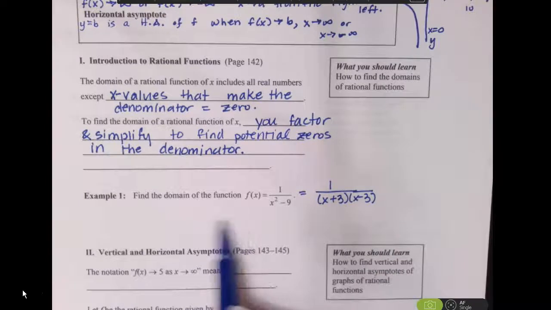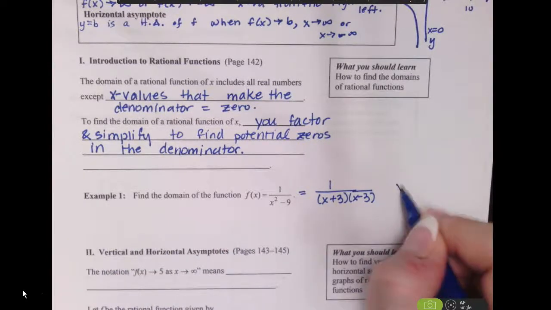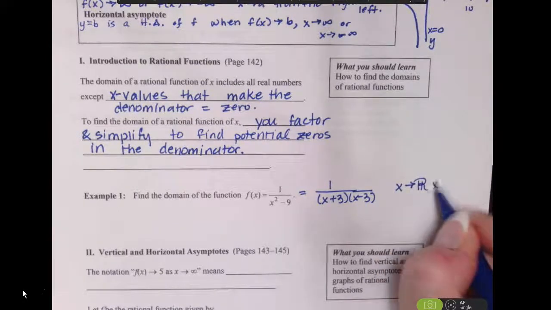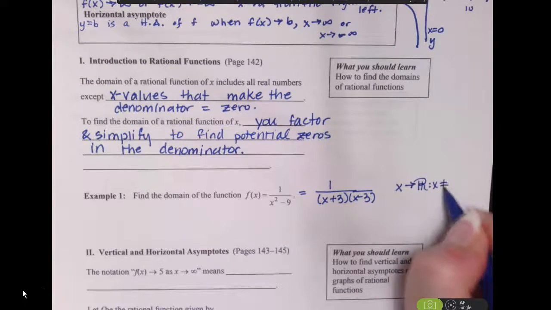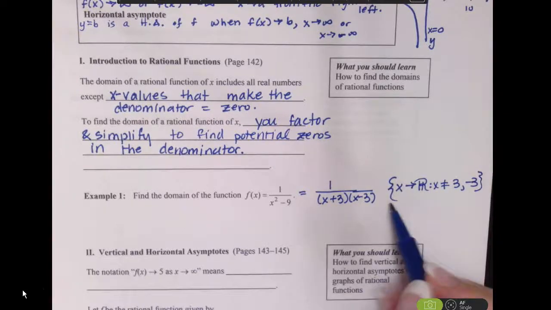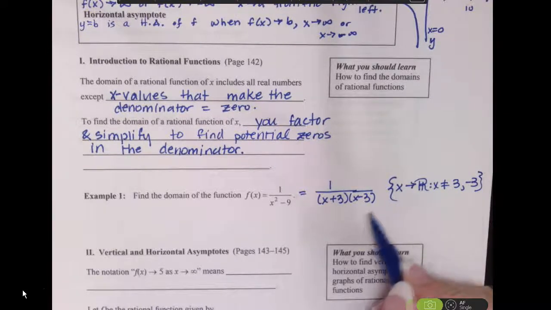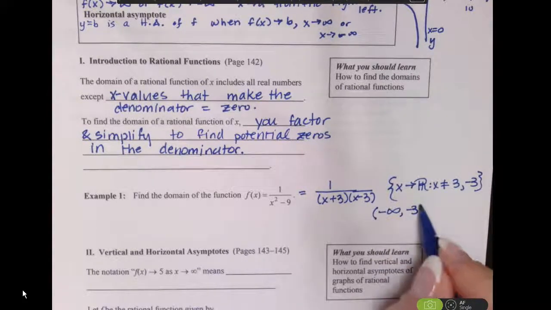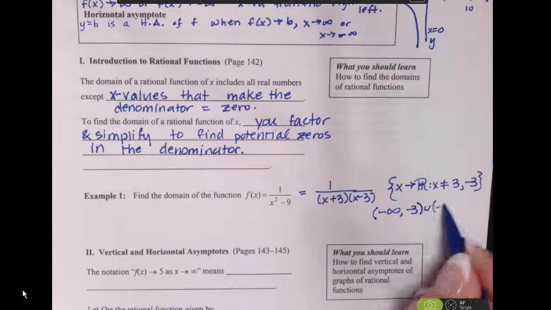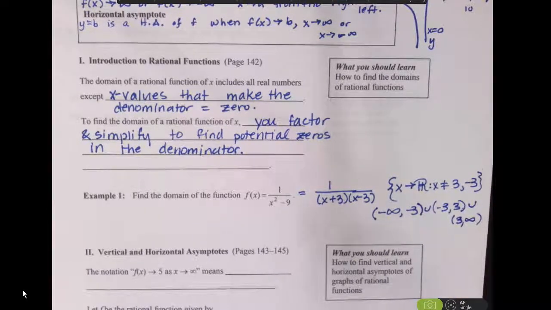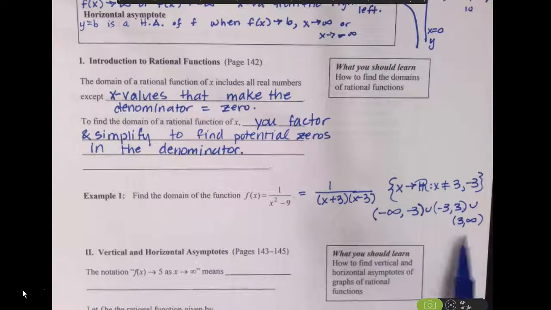So there's several ways we could write our domain. We could say x is all reals except that x cannot be equal to 3 or negative 3. So that would be one way to write our domain. Another way would be to use interval notation. So we could go from negative infinity to negative 3, but it can't be equal to negative 3. We can go from negative 3 to positive 3, but it can't be equal to positive 3. And then we could go from positive 3 to infinity. So that would be another good way to write our domain.